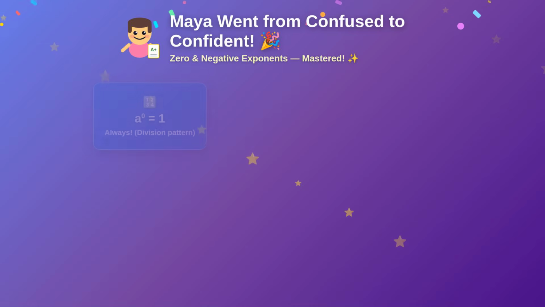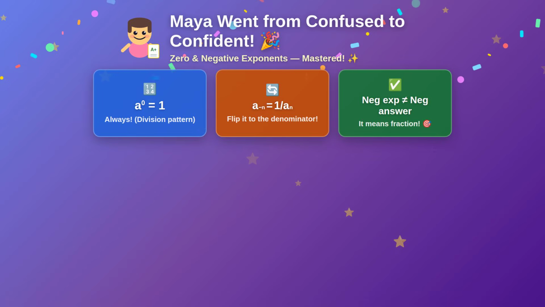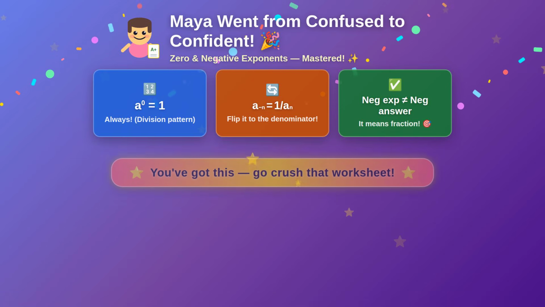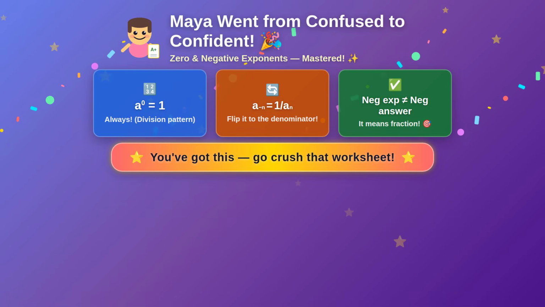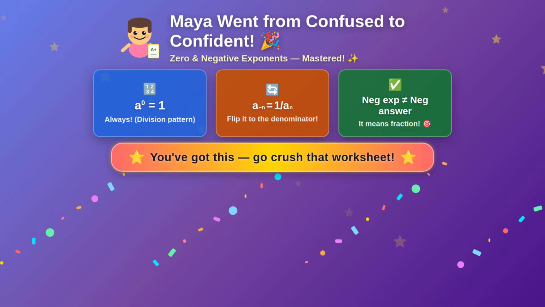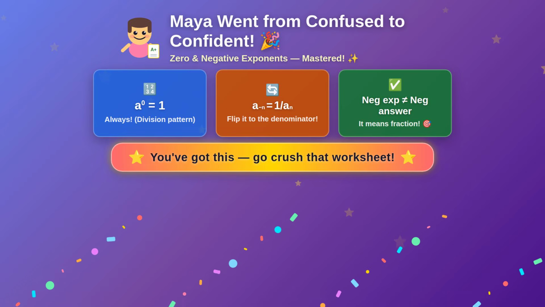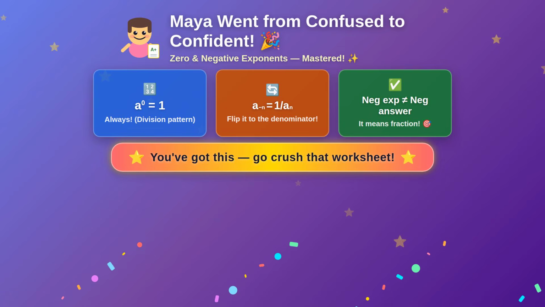Remember when Maya threw her pencil down because 5 to the 0 couldn't possibly equal 1? Look at her now. She just crushed an entire worksheet on 0 and negative exponents. Here's the recap. Any number to the 0 power equals 1, because of the division pattern we discovered. Negative exponents mean flip it. The base goes to the denominator. And negative exponent does not mean negative answer.